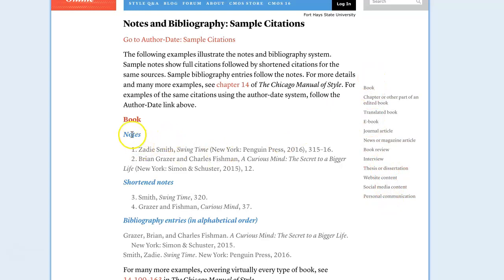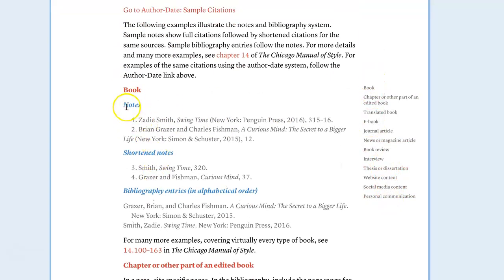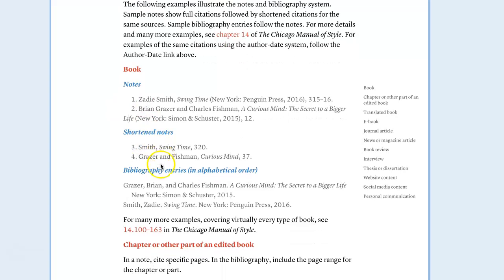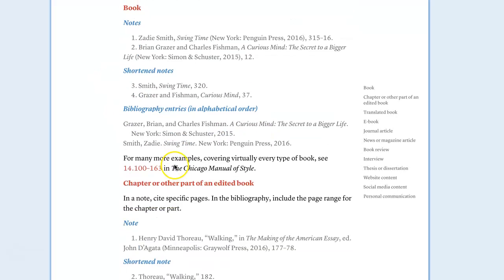And for instance, this right here is a book, and you can see there's the note style, the short note style, and the bibliography entries. The note style and short note style is what you would use in a paper, and you would add it in your footnotes. You would use the full note when you first cite your book, but if you're going to cite it again, then you just use the shortened style, and that goes in the actual research paper.